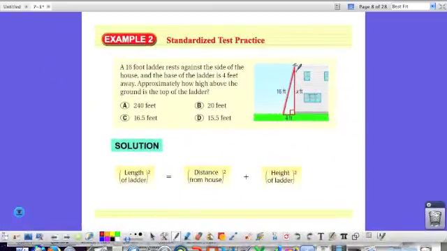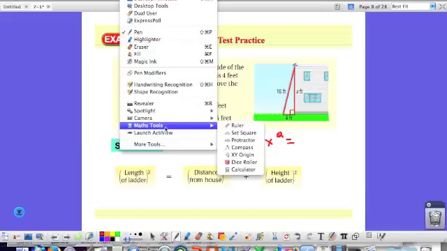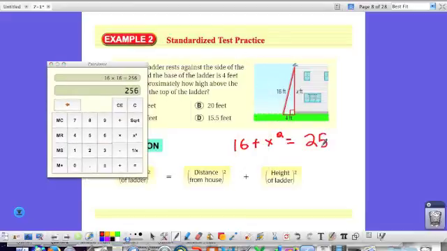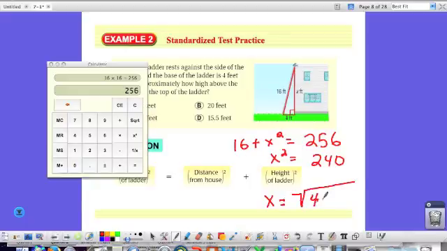A 16-foot ladder rests against the side of a house. The base of the ladder is 4 feet away. Approximately how high off the ground is it to the top of the ladder? So 4 squared is 16 plus x squared equals 16 times 16, which is 256. Subtract 16 from both sides. So x squared equals 240. So x is equal to the square root of 240.